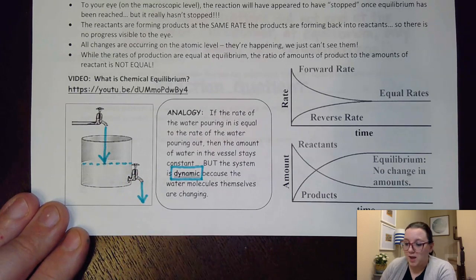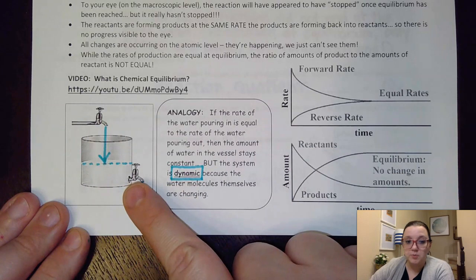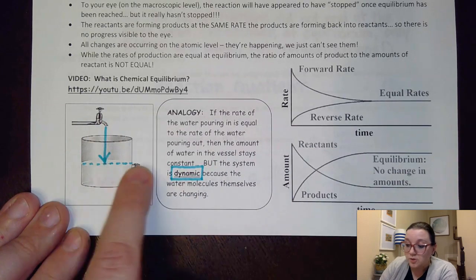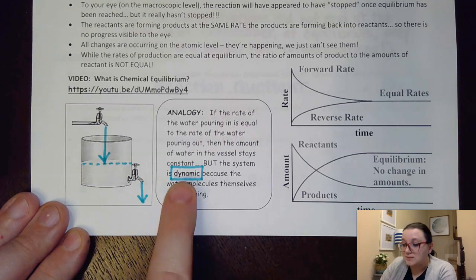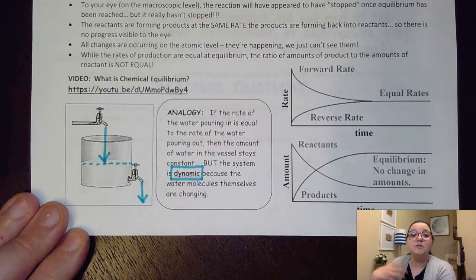Well, if I look with my eyes and I don't see what's getting put in and what's getting taken out, it looks like the level of water is staying exactly the same. It looks like the water isn't changing. However, if I could look at a molecular level, I would see that new molecules are going in and old molecules are leaving. So the process itself is dynamic. There's still changes going on, even though to our eyes it doesn't look like anything is happening.